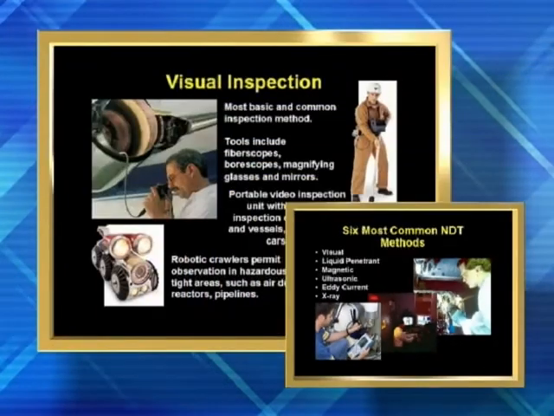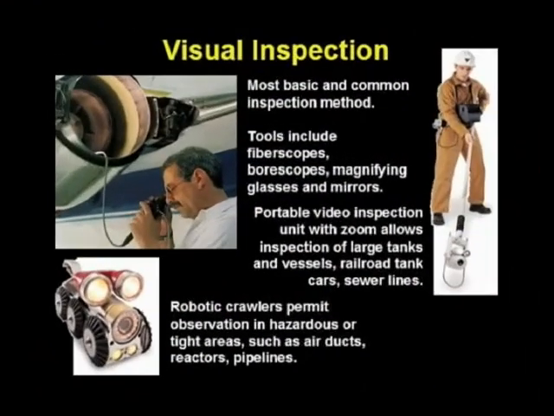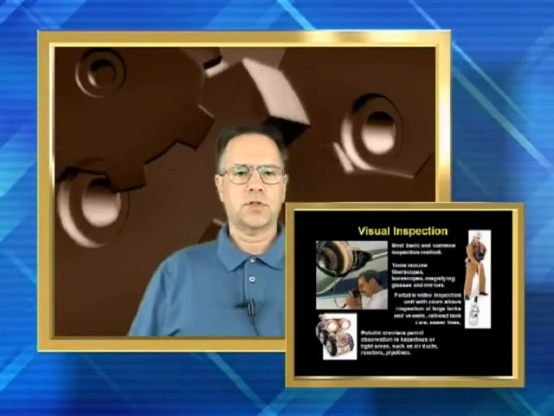Visual inspection is the most basic and common inspection method. In fact, you might say it was the very first NDT method if you believe that God created the heavens and the earth and saw that it was good. Visual inspection can be aided using various optical systems such as borescopes and microscopes. Video inspection can be performed in many locations which are hazardous or difficult to access.